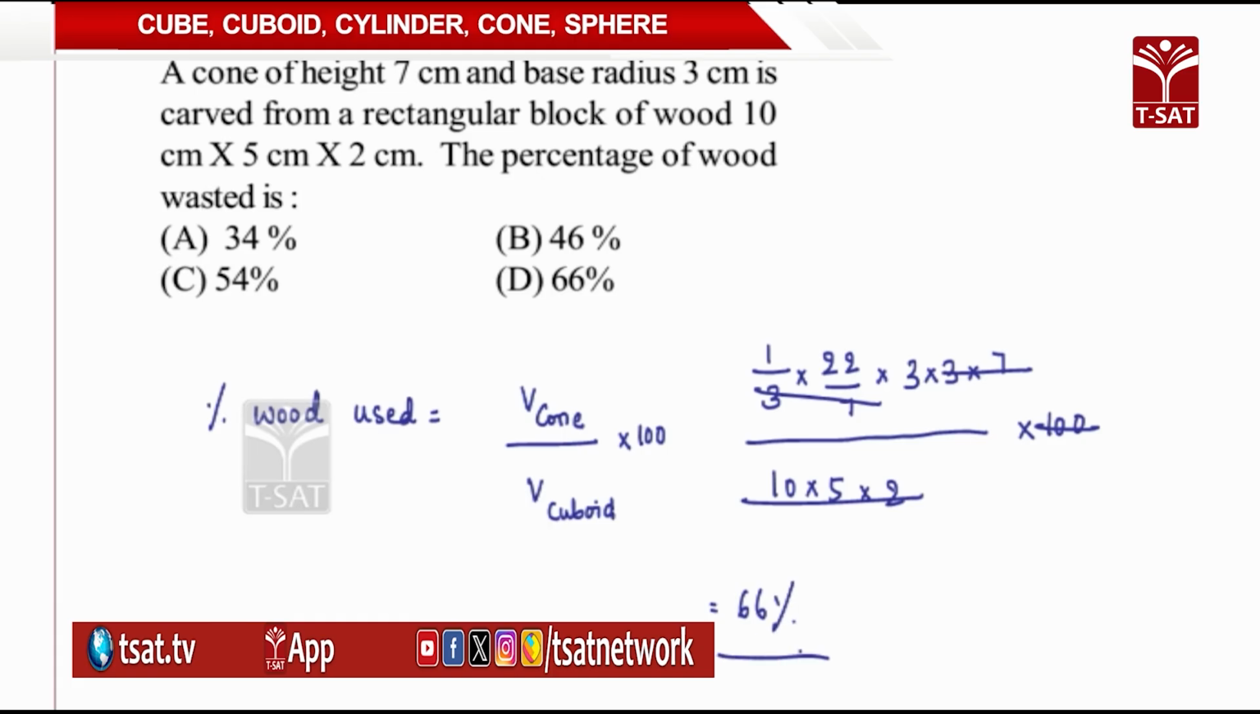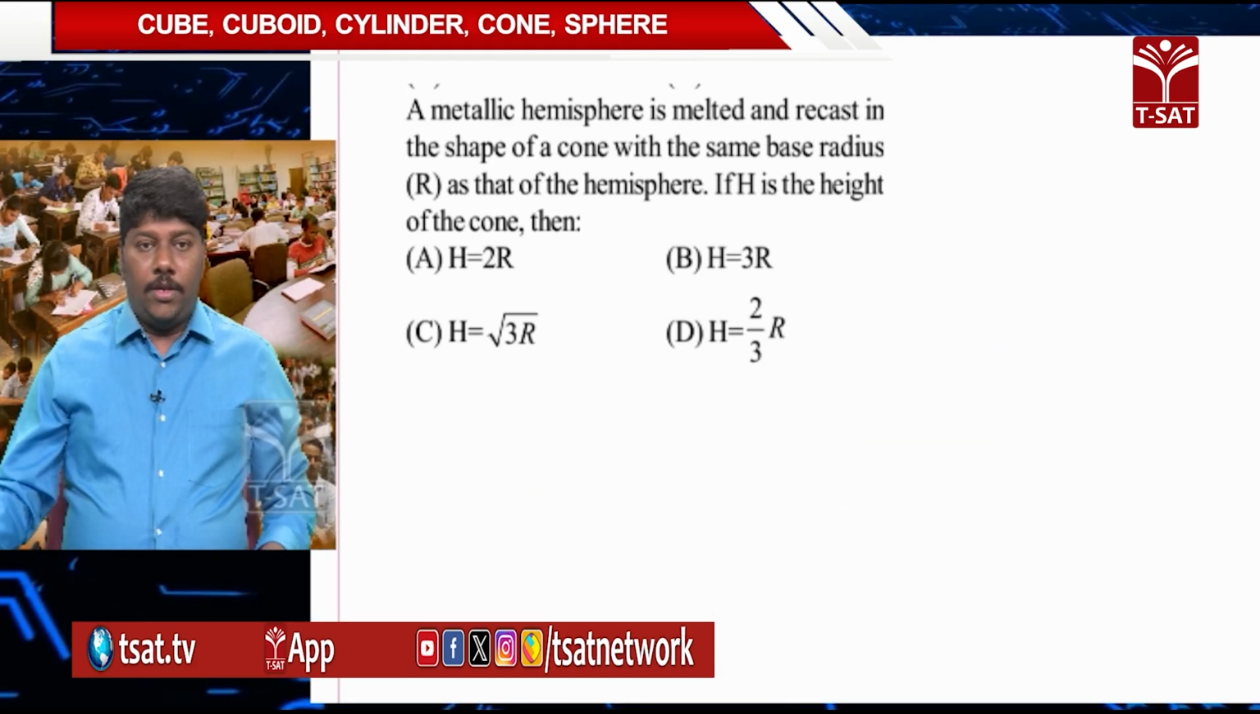So if 66% of the wood is used, therefore you can say 34% of the wood is wasted. So the percentage wasted is 34. Look at the next one.